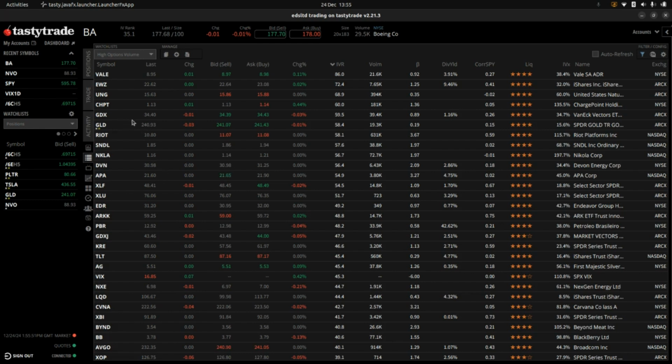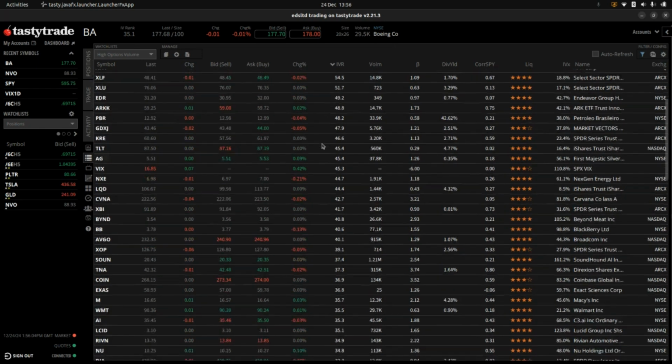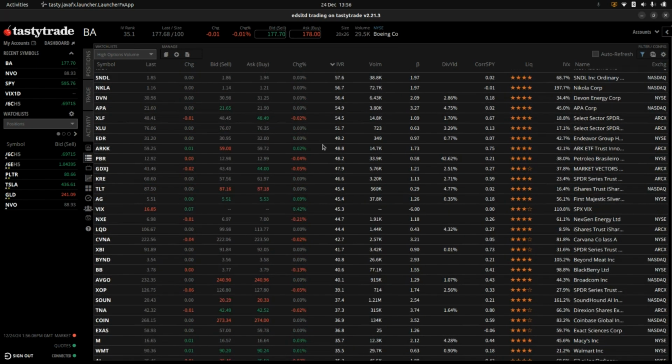As you can see here, GDX is trading at just over $34. GDX can be okay. We have had positions on GDX before. We also want to keep in mind the implied volatility rank. Generally speaking, anything over 50 can be considered high. However, over 30 can also be considered high as well. It just depends on the situation.